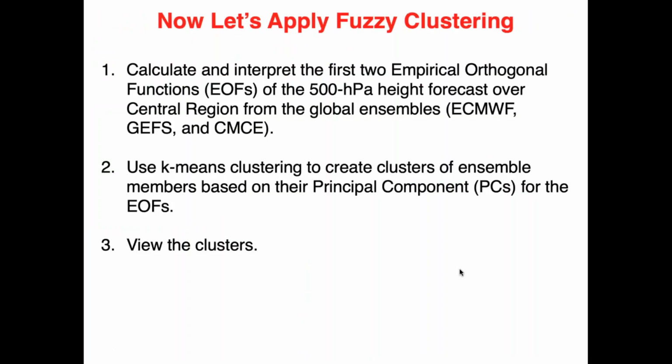So now we're going to apply fuzzy clustering to show you what you could have seen from the ensemble forecast 5 or 6 days prior to this event. So again, I have the recipe up here. First, we're going to calculate and interpret the first 2 EOFs of the 500 millibar height pattern over central region from the global ensembles. Then we're going to use k-means clustering to create clusters of ensemble members based on the principal components for the 2 EOFs. And then finally, we're going to view the clusters.